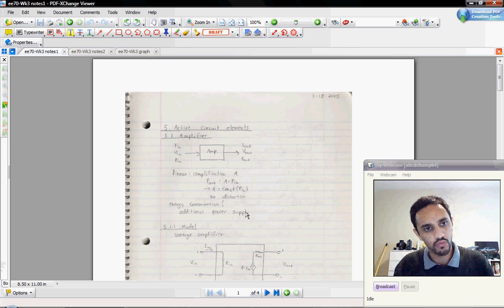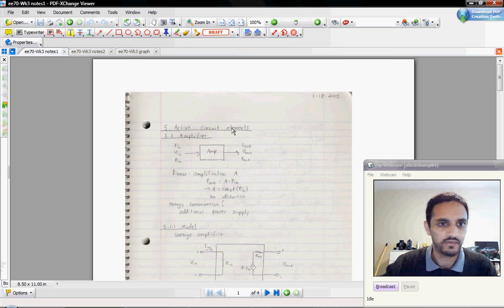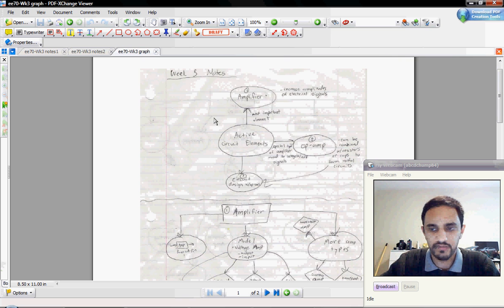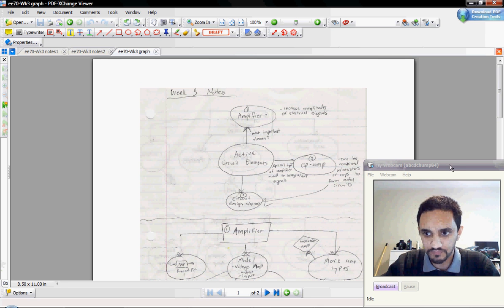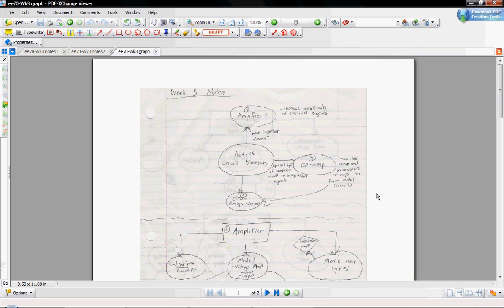One of the things the good studiers do is they draw pictures. They draw flow diagrams or graphs, and they get to see how everything fits together. Most of us don't really do that when we're studying because, I don't know, maybe it's a waste of time. So here are some of the graphs that I drew for these notes. Let me just minimize myself here for a second.